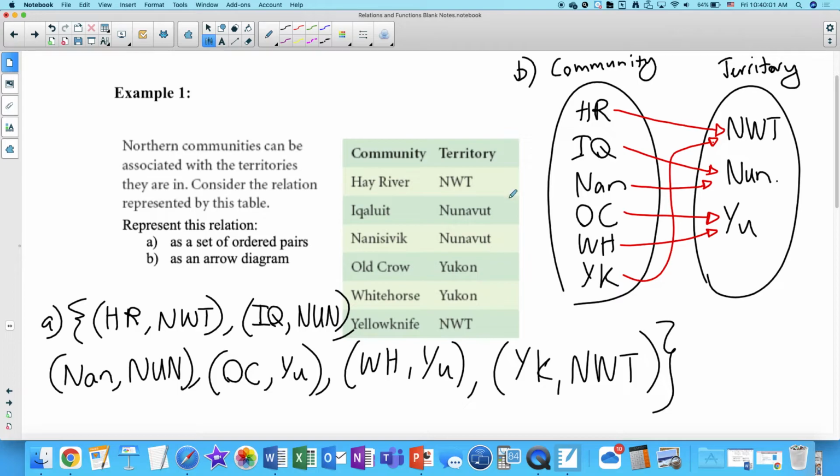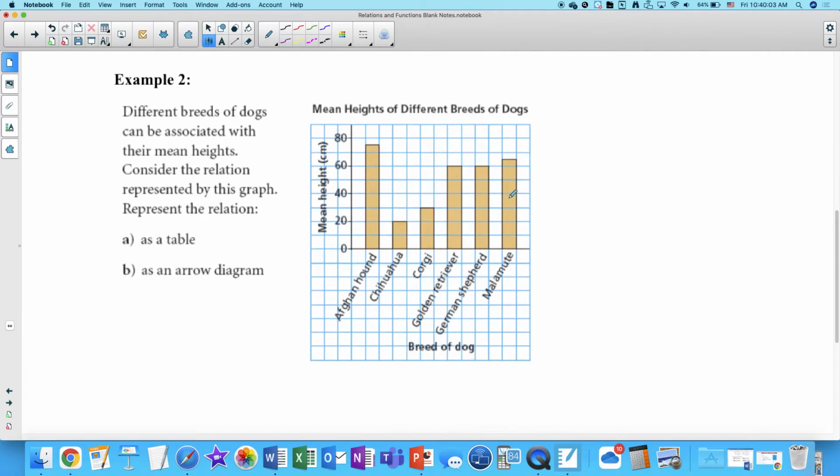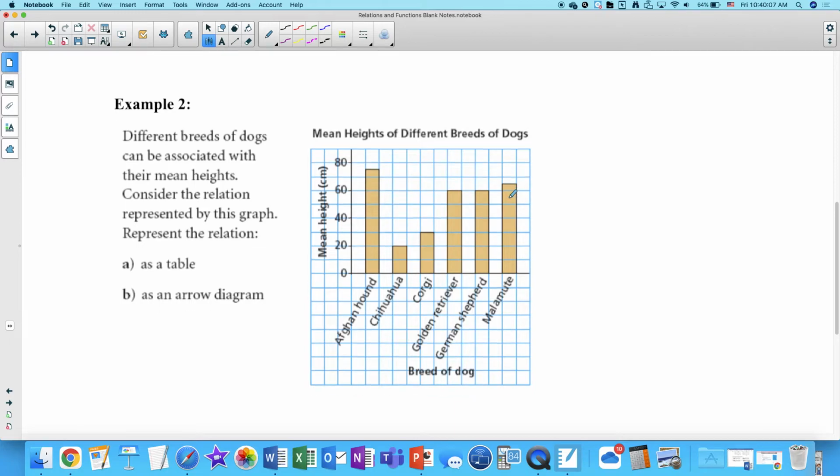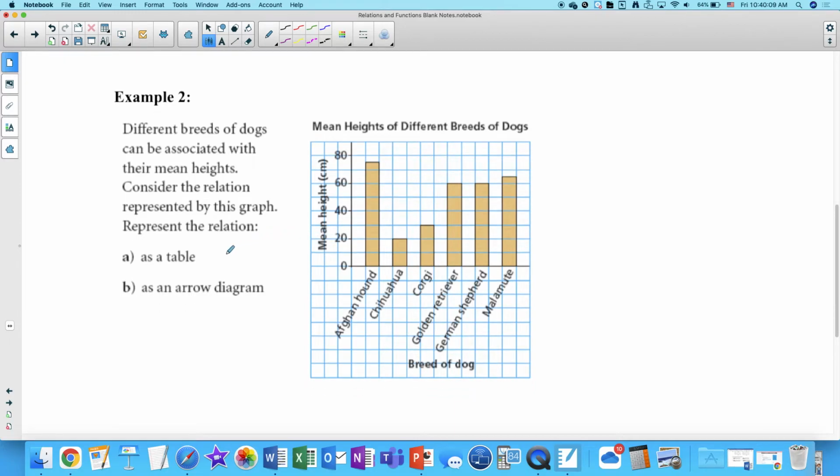Okay, here's another one. Different dog breeds can be associated with their mean heights. Do you know what the word mean means? Yeah, it's a type of average. Okay, there's actually 3 averages: mean, median, and mode. Typically when people talk about average, they're talking about the mean. Mean is when you add up all the values and divide by the number of things you added, right?